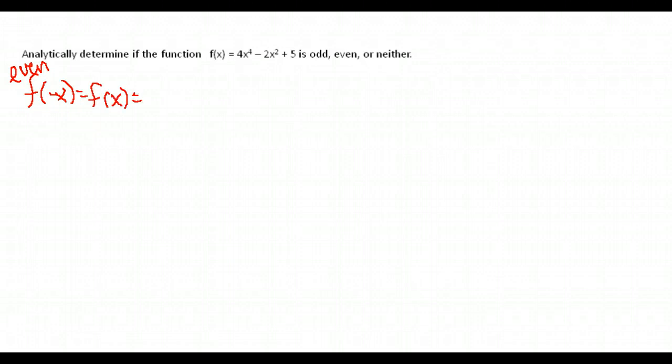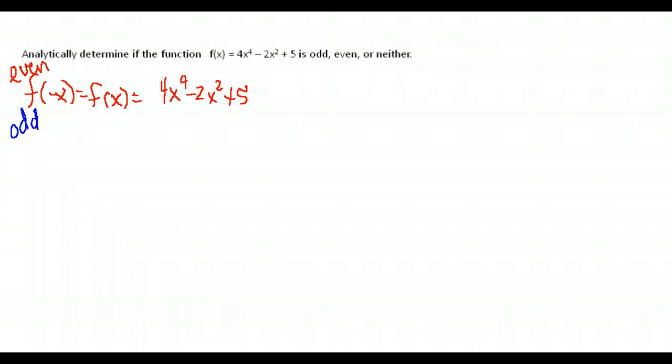Okay, let's try another one. This time our function is f of x equals 4x to the fourth minus 2x squared plus 5. So again, we're going to take that function. It will be even if it comes out exactly the same. So if when we plug that in, it comes out as 4x to the fourth minus 2x squared plus 5, then it's even.